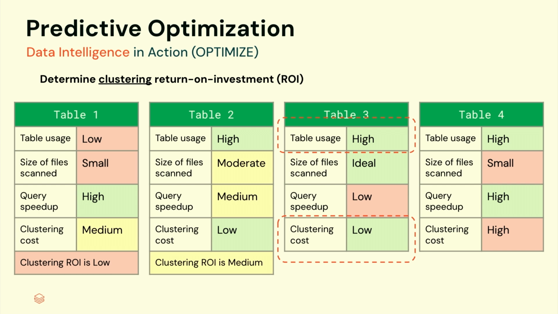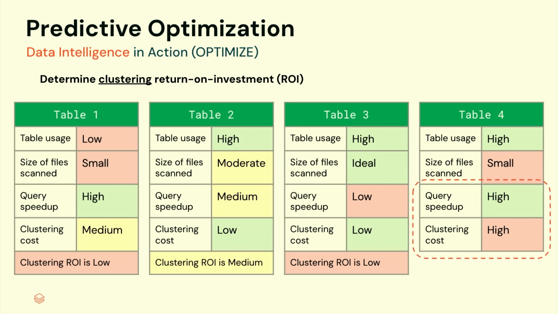What about table 3? The cost to cluster the data is really cheap, but looks like the estimated query speed up isn't much, and the data layout is good. The files are in ideal shape already, so there isn't really any point in running optimize for this table right now. So the ROI is determined low.